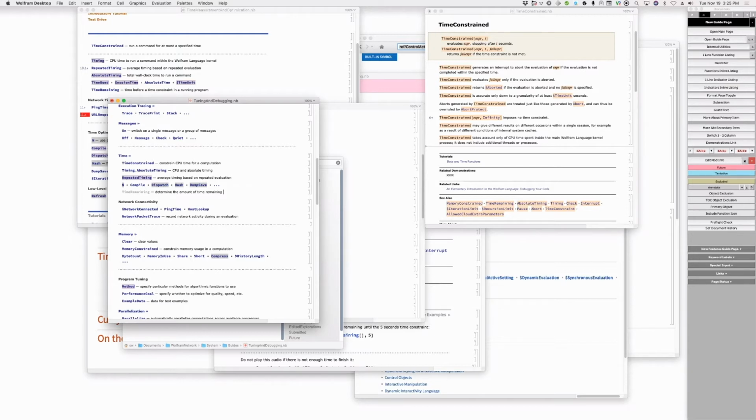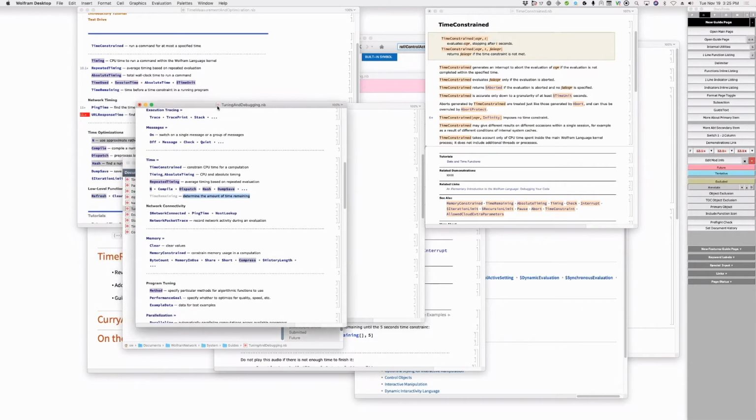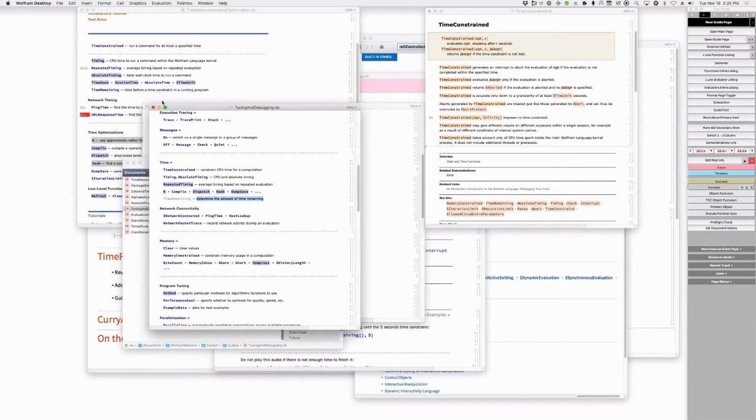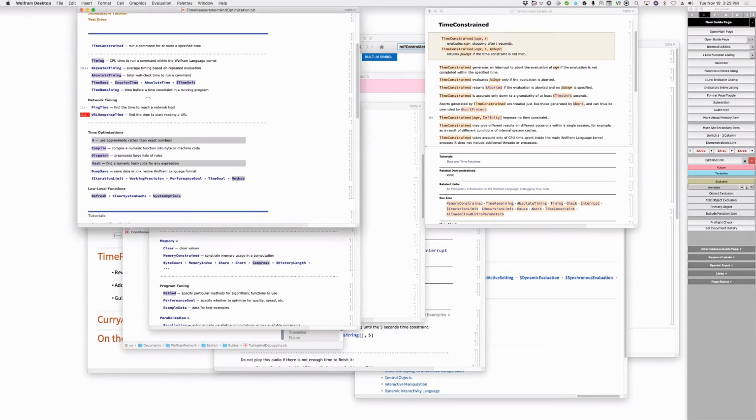How do we want to say this? Determine the amount of time remaining in a running program. I think it needs to mention the fact that it is constrained. So like time remaining in a constrained operation, or what you wrote before, time before a time constraint.